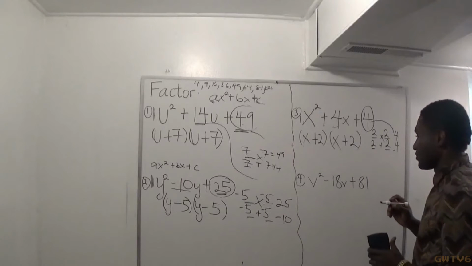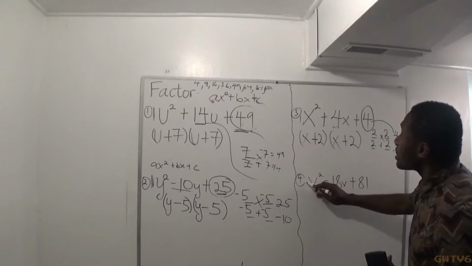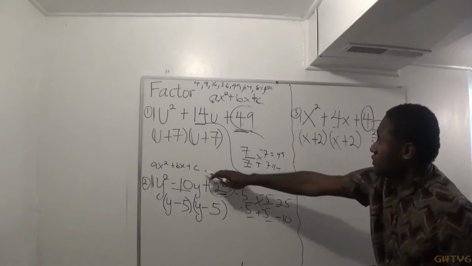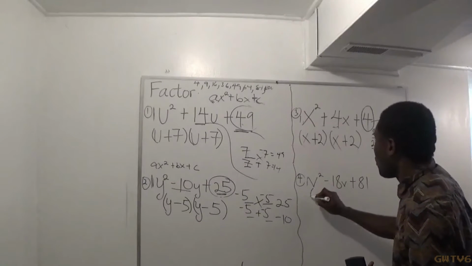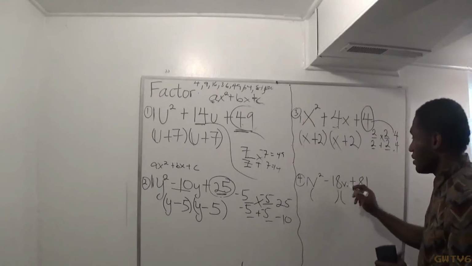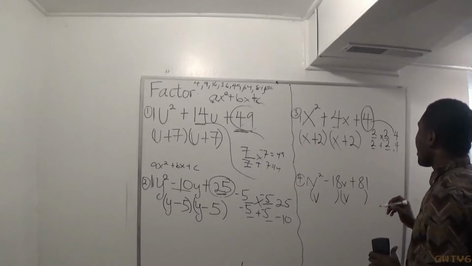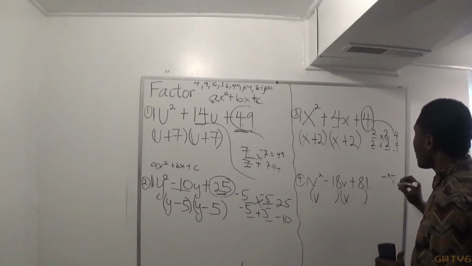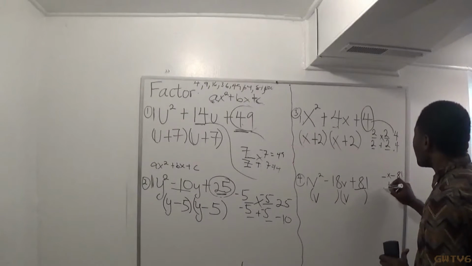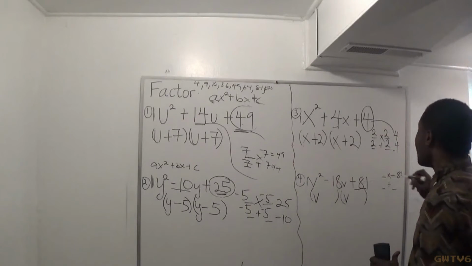What about that one right here? Again, because the leading coefficient is just a 1, and it's in this form right here, I know I have to have my two parentheses. The variable that I'm dealing with is a v, so I put my v. And I'm looking for two numbers. When I multiply, I should get a number at the end here, which is 81. And when I add those same two numbers, I should get a middle number, which in this case is a negative 18.